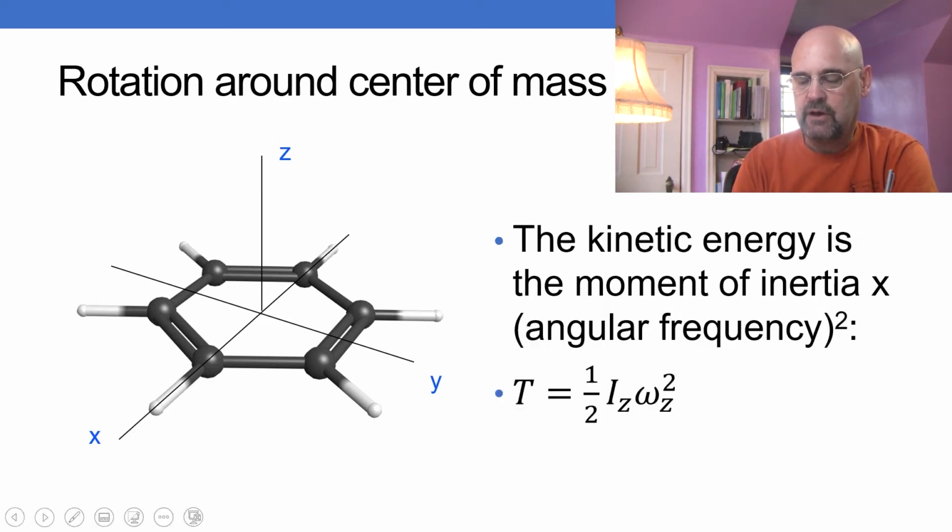The kinetic energy is going to involve the moment of inertia. I'm calling this Iz because we're rotating around the z-axis. So 1/2 Iz times the frequency of rotation squared. Again, this is going to be d phi dt.